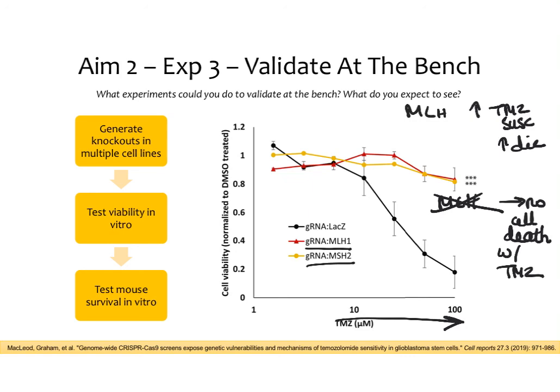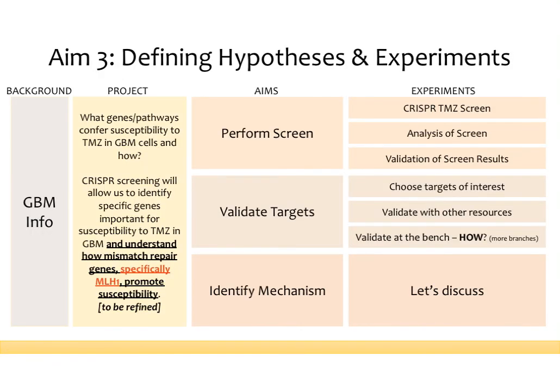Another thing you could do is test mouse survival in vivo, and that would also help you understand whether MLH1 plays an important role in TMZ susceptibility. And then finally, now that we have validated at the bench and chosen our targets and completed our screen, we can move on to choosing a target to identify a mechanism for. So for this case, let's pretend that we chose MLH1 to identify a mechanism for. And we can go ahead and further refine our hypothesis and say we're going to specifically focus on how MLH1 plays a role in mismatch repair in TMZ susceptibility.